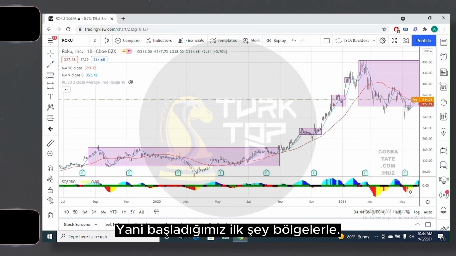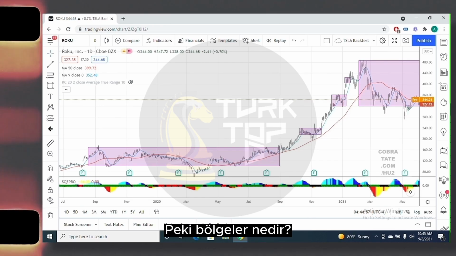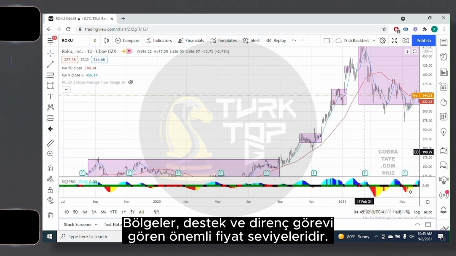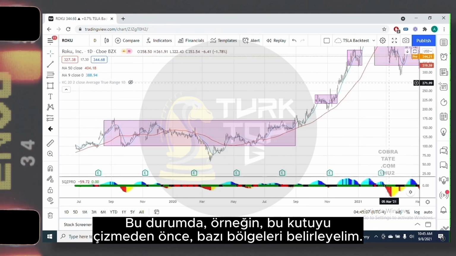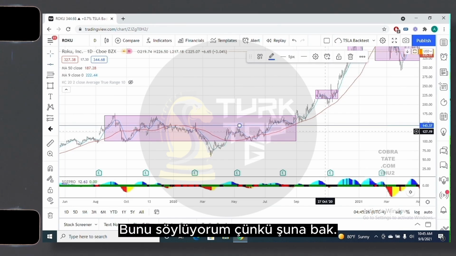So the first thing we begin is with zones. I will give you an idea of zones in this video. So what are zones? Zones are important price levels which act as supports and resistances. In this case, for example, before I drew this box, let's identify some zones. You can see clearly that this price level is a zone. Why do I say that? I say that because look at this.